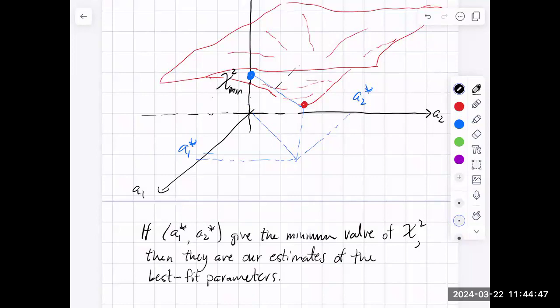The other thing I was going to say is that you have to be a little bit careful with this type of analysis, because for really complicated functions, like our example of A1 times sine A2x, which is pretty simple, you could imagine very complex nonlinear functions, and the surface that you get here may not have just one big minimum.